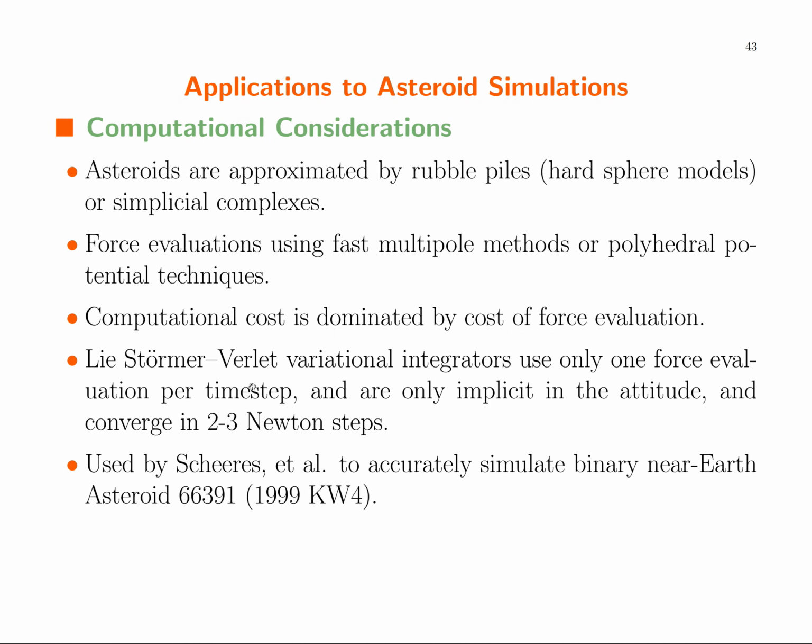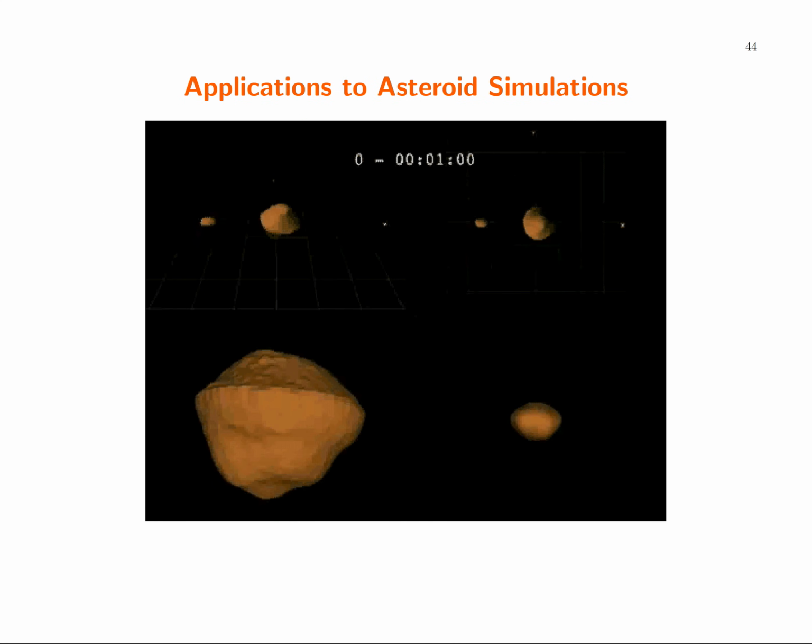And the advantage then of these Lie group Sturmer-Verlet variational integrators, which we've developed, is that they only use one force evaluation per time step, and they are only implicit in the attitude, and they converge in 2 to 3 Newton steps. Okay, and so this was used by a colleague of mine, Dan Scheeres, at the University of Michigan, to accurately simulate binary near-Earth asteroids. And this result showed up on the cover of Science magazine several years ago.